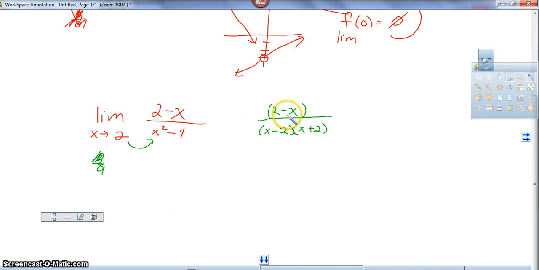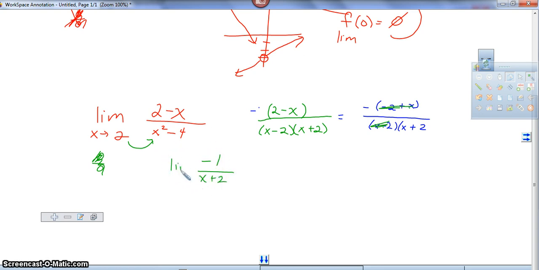You don't need parentheses around it, but I did that for a reason. And hopefully you remember from algebra, I know it's been a while, but these two are almost the same. So I can factor out a negative. So this becomes negative, x minus 2, or negative 2 plus x if I factor out the negative. And down here I have x minus 2 and x plus 2. And you guys have done enough algebra that you realize that these two are the same thing, so they cancel. And I end up with negative 1 over x plus 2.